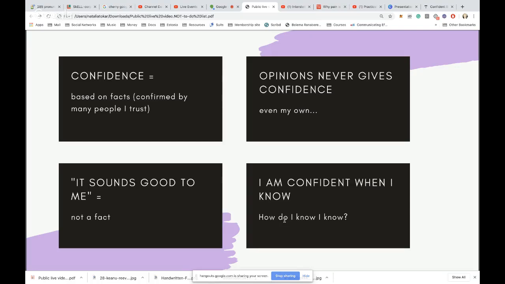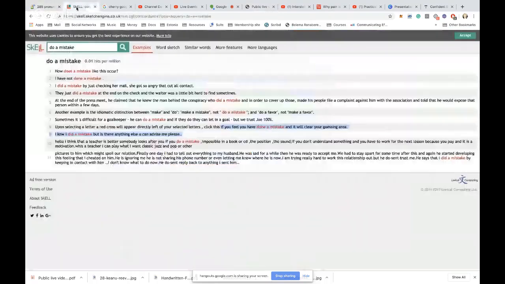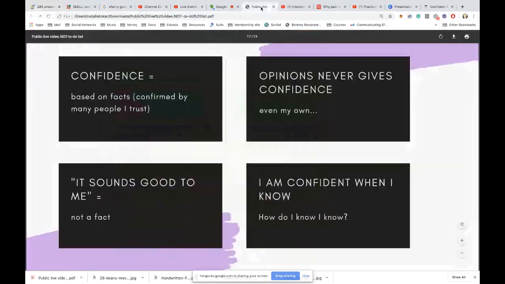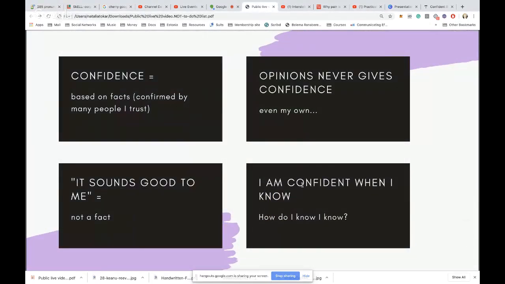How do I know that I know? First, I go and check my ideas. This is why I'm giving you multiple resources, so you can go and check your ideas yourself. I go to UNglish, I go to Scale, I go to Google. I make sure that I know, and my idea, my hypothesis, is confirmed by other native speakers.